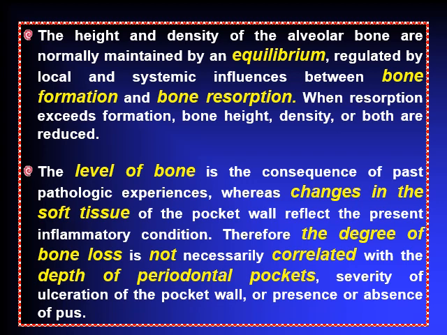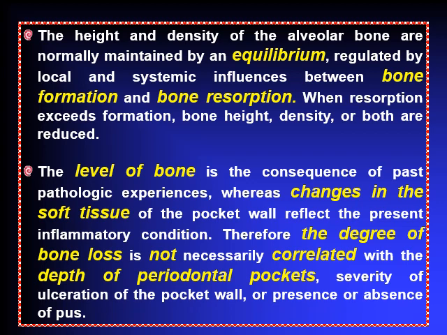Local factors are the chronic gingival inflammation and how it spreads to the underlying periodontium and causes bone loss, and trauma from occlusion, or a combination of both. And we will illustrate this in the next slides.